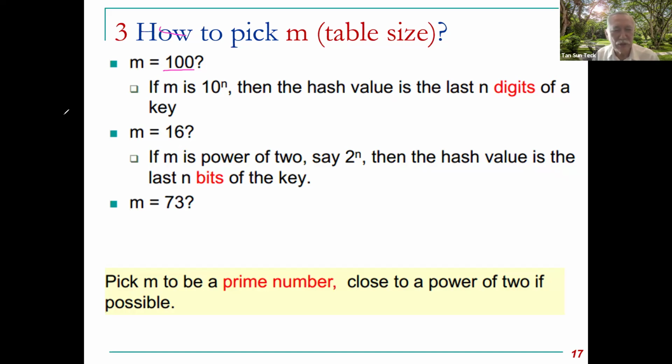I think 73 is used by Java when they are trying to find the table size for their hash map, for their hashing function. To find a good table size m, we normally want to pick a prime number that is also close to a power of 2. I will not answer the question why this is the case. People have done research and found that this is a good number to use. So table size should be a prime number, and it should be close to a power of 2 if possible.